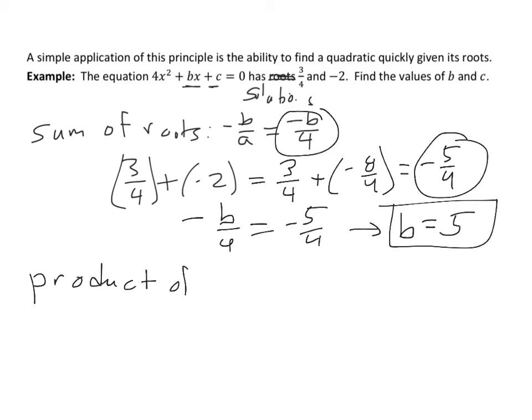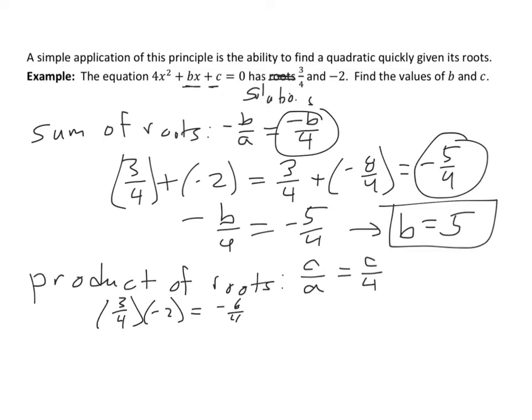The product of the roots, according to the principle that we learned just before, should be c over a, which in our case here is c over 4. But we know that the product of our roots is literally 3/4 times negative 2, which means negative 6/4. And now, just like we did before, the product of my roots, c over 4, has to equal negative 6 over 4. And from there, we can conclude that c has to be negative 6.